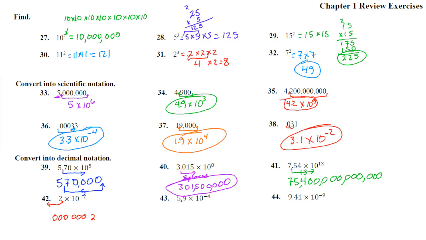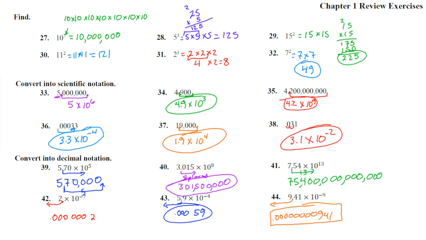5.9 times 10 to the negative 4, so we're going to move it that way 4 places. That means past the 5, and then 3 more spots. 0.00059. Good. And then this guy right here, 9.41 times 10 to the negative 9, meaning we're moving it that way 9 places. So 0.000000000... is that right? We'll move it past the 9 and then 8 more. 1, 2, 3, 4, 5, 6, 7, 8. Good. Got it. I forgot the 4 and 1 on there.